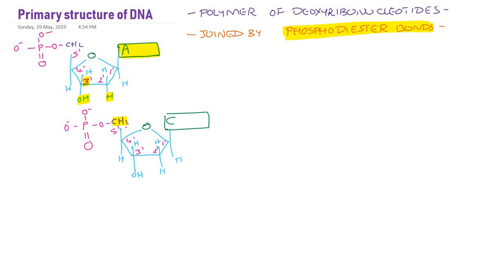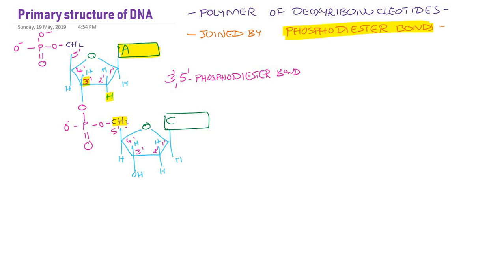So it looks like this. This is our phosphodiester bond. This phosphodiester bond is 3 prime 5 prime. The direction of the phosphodiester bond is 3 prime to 5 prime, because the bond is between the hydroxyl group attached to the 3 prime carbon of the first sugar and the phosphate group attached to the 5 prime carbon of the next deoxyribonucleotide.